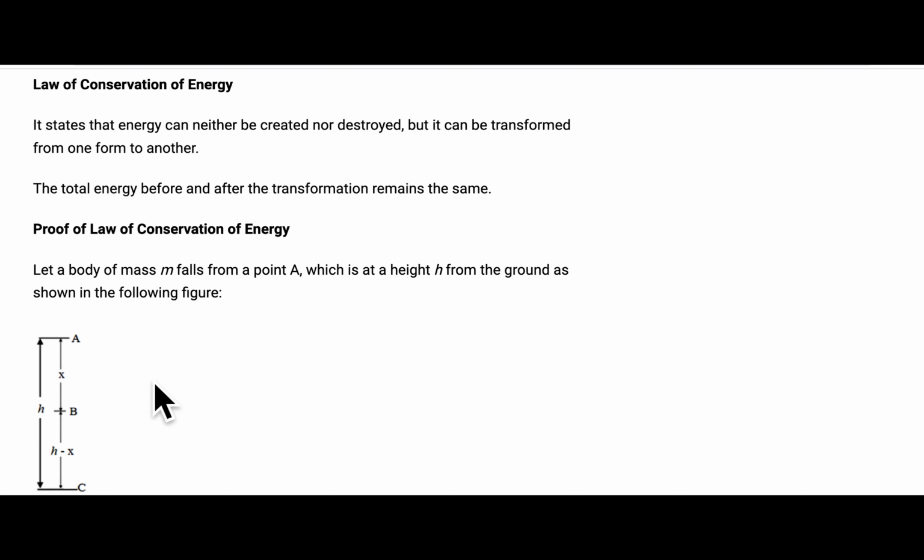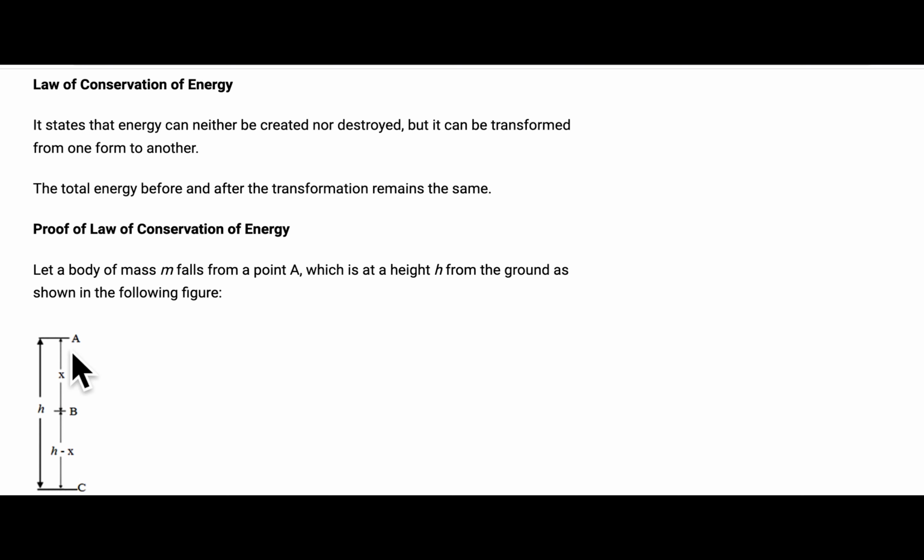So we prove this by a freely falling object. We will prove this law by taking a case of a freely falling object. Let an object of mass m fall from point A; this is point C, the ground, and this is point A. The object is falling from point A, which is at height h from the ground, and it will cover a distance x at point B and then reach point C.